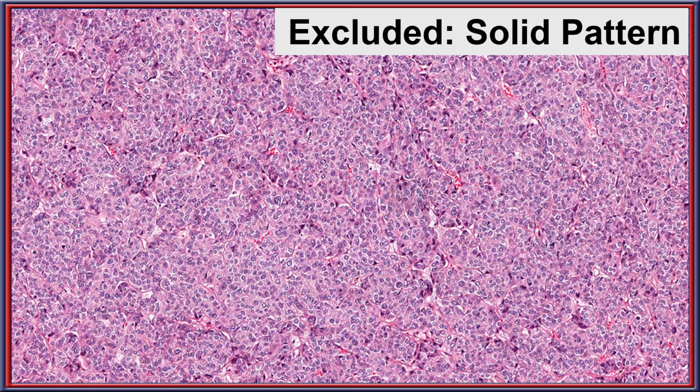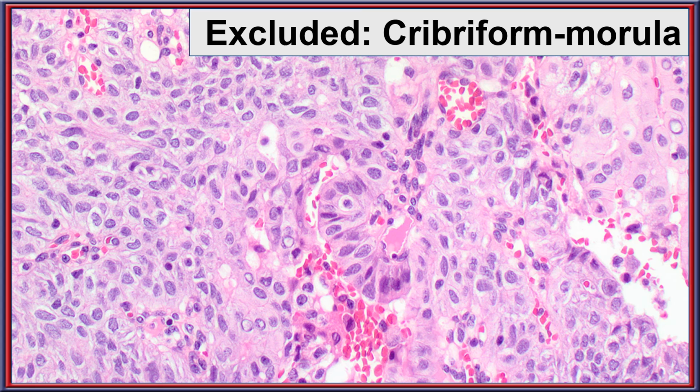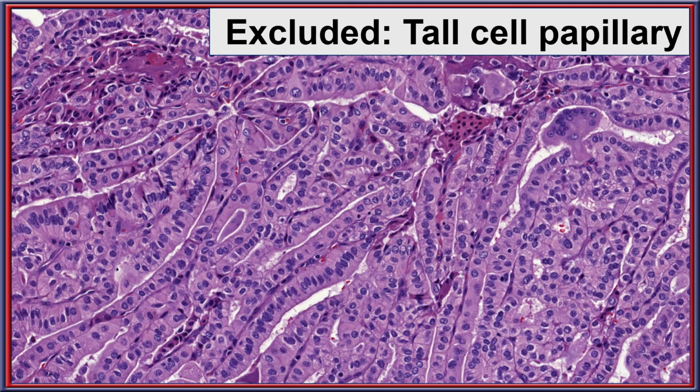Sometimes, if there's only a small portion, and the criteria are specific to 30%, a small portion of it can have a more solid area like this, but if it is the dominant finding, it should not be used. Cribriform morular variant, this is going to be recognized as its own tumor category in the 2022 WHO classification, but at least for now, as a papillary tumor, it would be out.